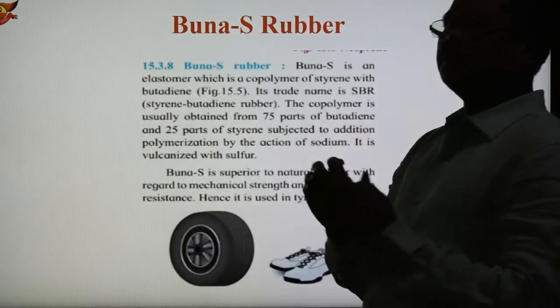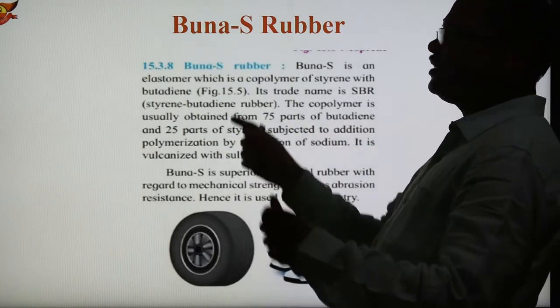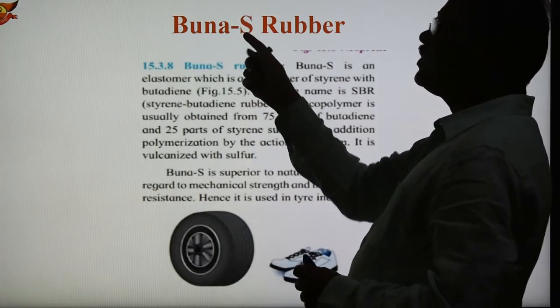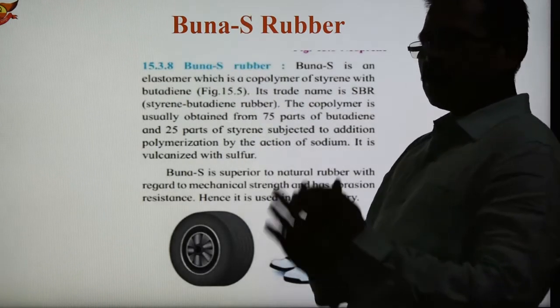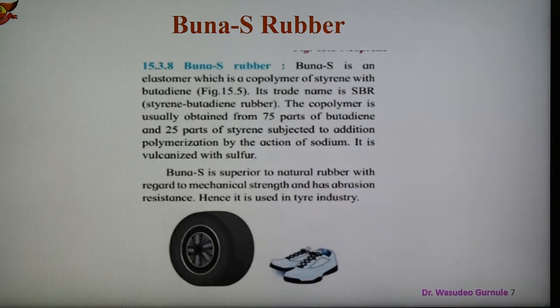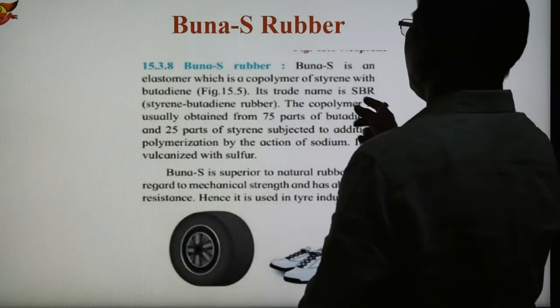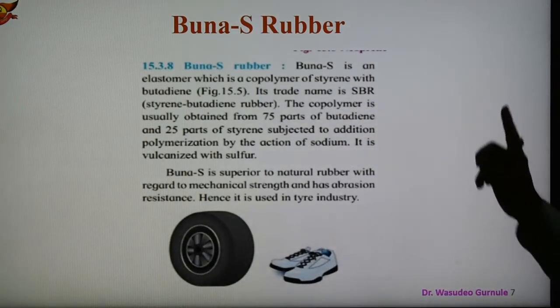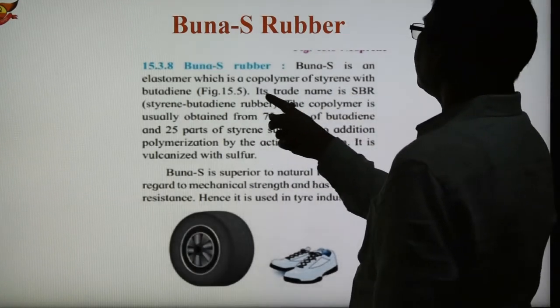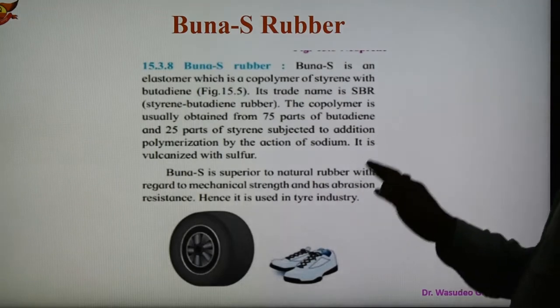Bu is nothing but butadiene. Na is sodium, because polymerization takes place in the presence of sodium, and S stands for styrene. So Buna-S in short is also represented as SBR, styrene butadiene rubber. In this case there are two comonomers: one is styrene and the second is butadiene. So the trade name of this is SBR, styrene butadiene rubber.